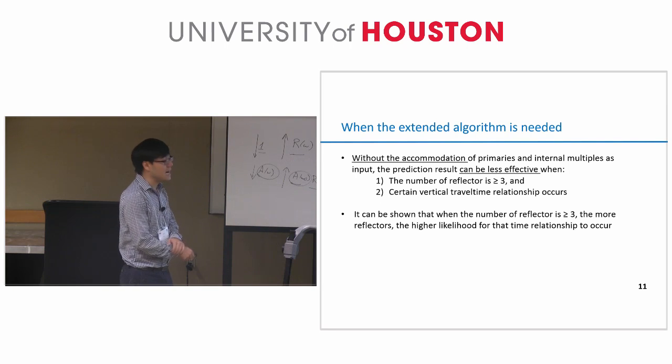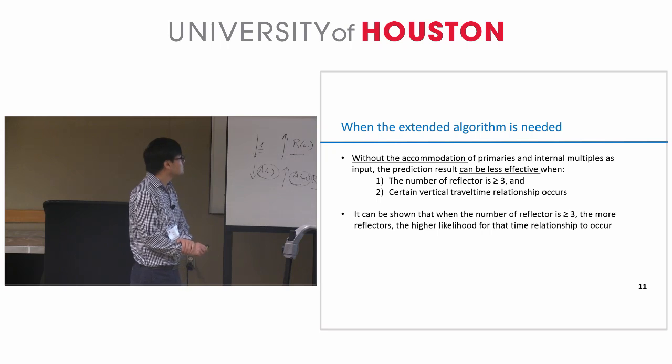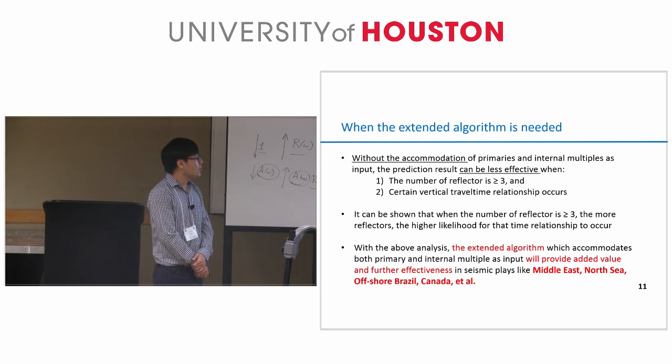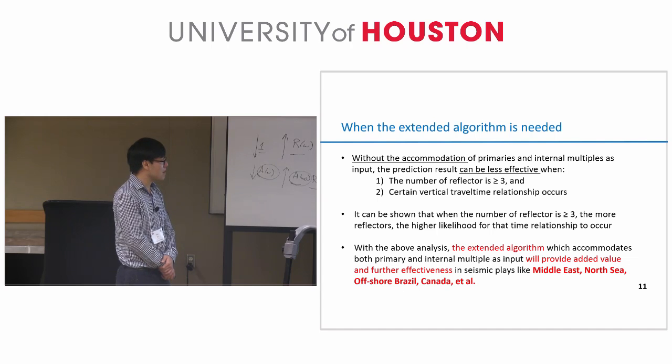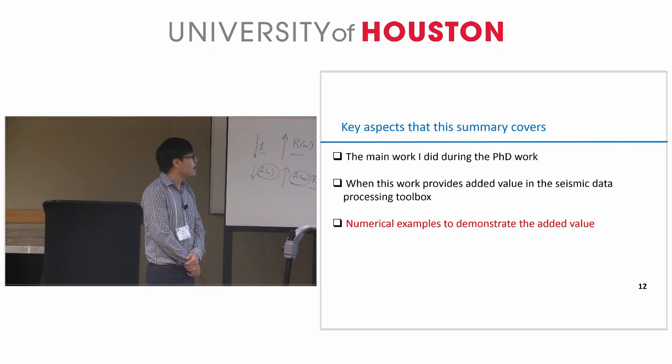And after explaining what I did, let's look at when this work provides added value in the seismic data processing toolbox. It can be shown that without the accommodation, the prediction results can be affected and be less effective when the number of reflectors is equal to or greater than 3 and a certain vertical travel time relationship occurs. It can be further shown that when the number of reflectors is equal to or greater than 3, the more reflectors, the higher the likelihood for that time relationship to occur.